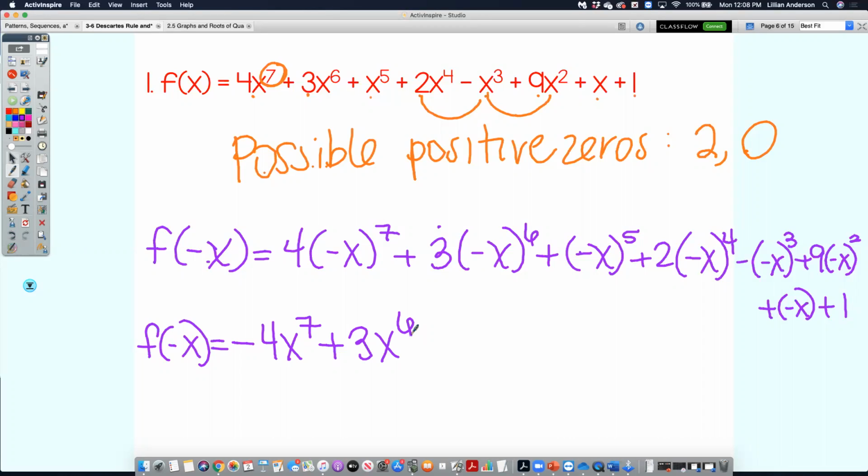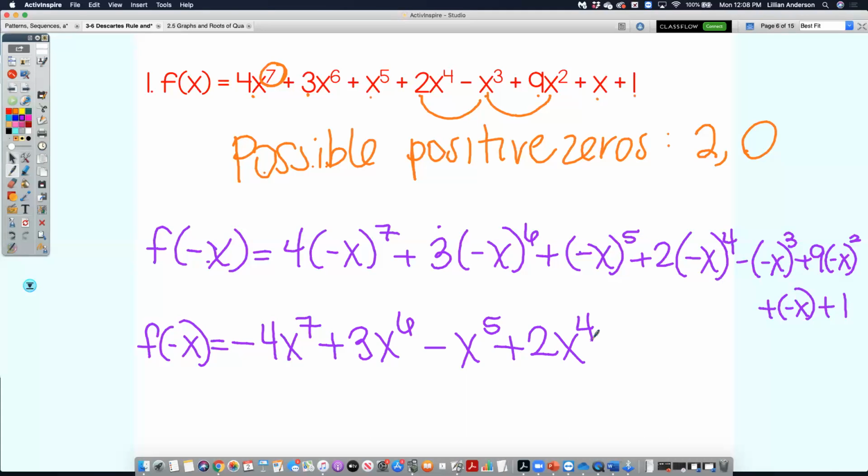What's negative x to the 5th power? It's negative x to the 5th. There was a positive on the outside, so it turned into a negative. What's negative x to the 4th power? Positive. So that becomes a positive 2x to the 4th, because again, a positive times a positive is positive.